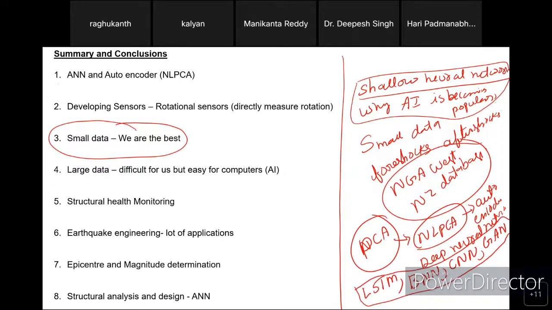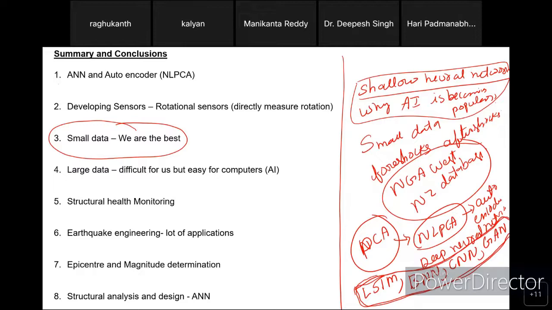So for PhD students, if you have a large amount of data, not essentially earthquake data, it can be concrete data, building data, or a risk database or anything, you can try some of these networks on your data and try to come up with some new solutions. So this I have shown you.